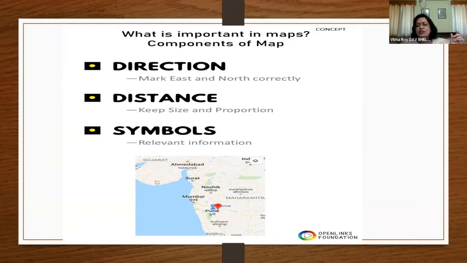And lastly, what we have is symbols. Certain specific symbols are decided worldwide, and those symbols are used. Like for a post office, we use one symbol. For wells, we use one symbol. For a temple, we use one symbol. So these three things we have to understand. Then only can we do map reading. Our main purpose is to read maps correctly.